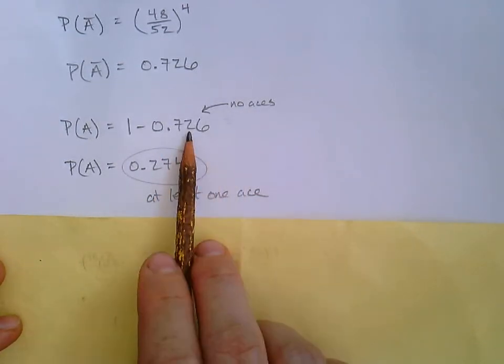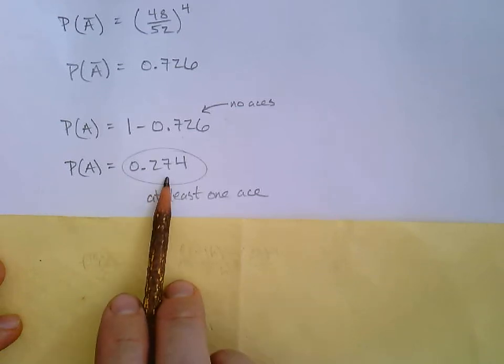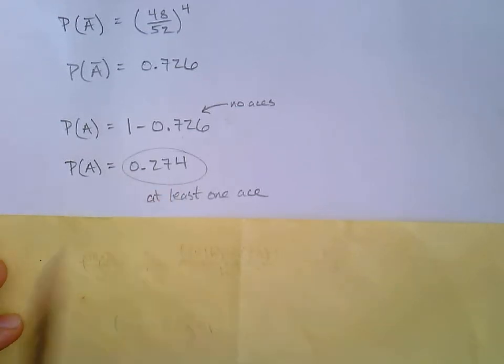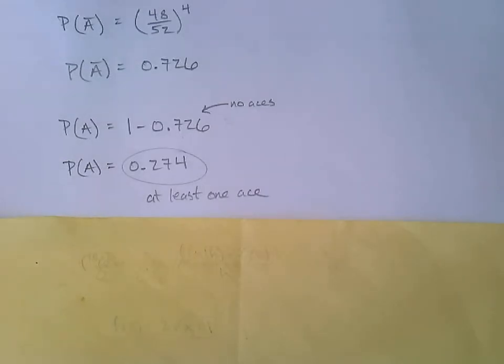This was the probability of no aces, so this is the probability of at least one ace. And much, much, much easier done this way. Not that it was immediate. There was still definitely some work and some thinking, but nowhere near as long as what it would have been had we tried to do it directly.